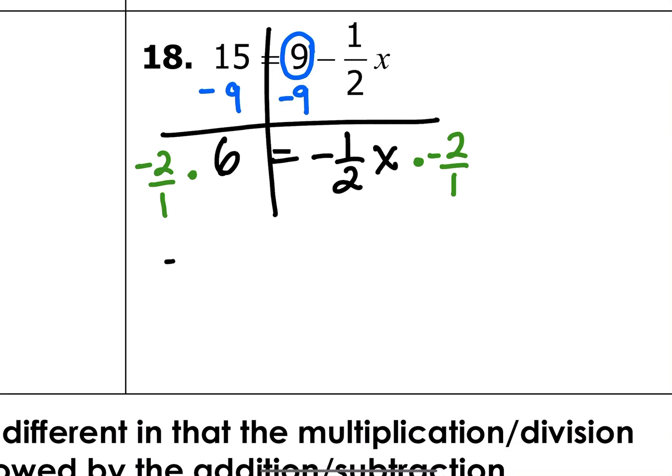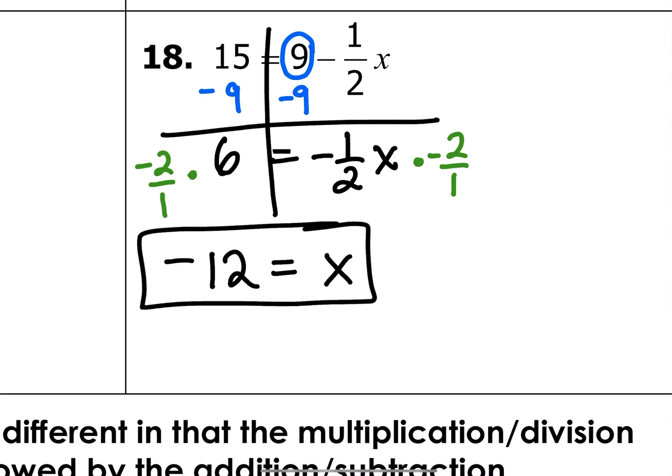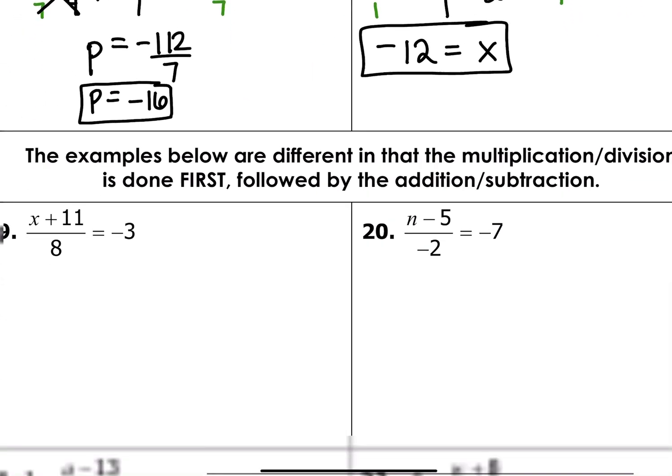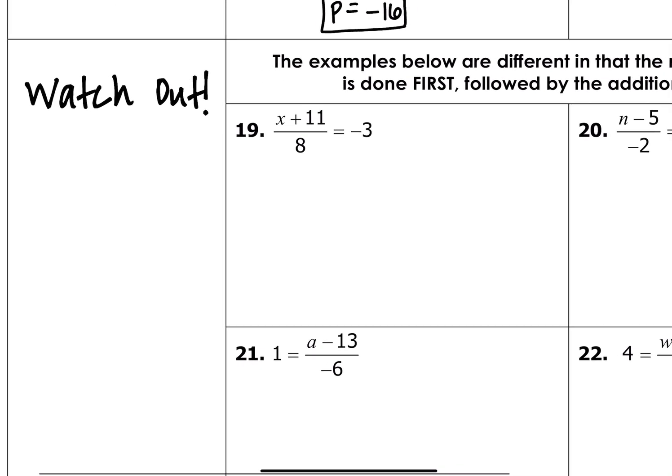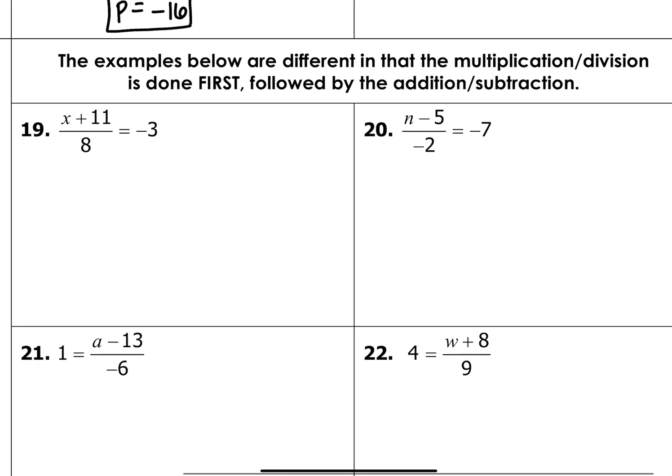So we're going to get negative 12 equals x. Don't forget, if your fraction is negative, the reciprocal will also be negative. Last part, watch out. The examples below are different in that the multiplication or division is actually done first.